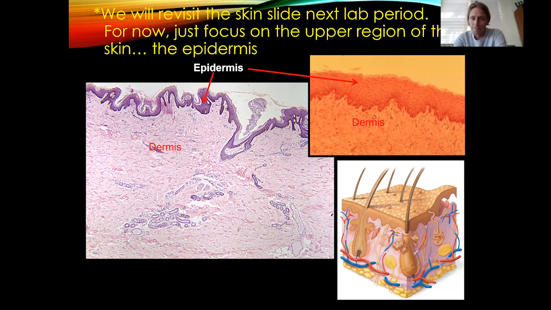All right, here's another image of the skin. So dermis here, you got to zoom here to see the epidermis or the epithelial layer. And you can see the stratification right here. And at the top, squamous, so stratified squamous.